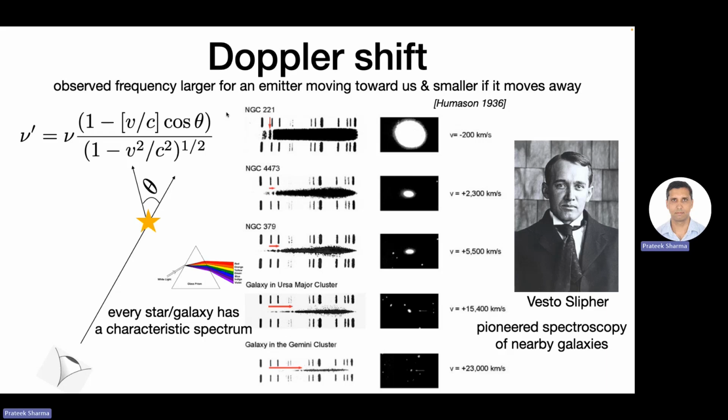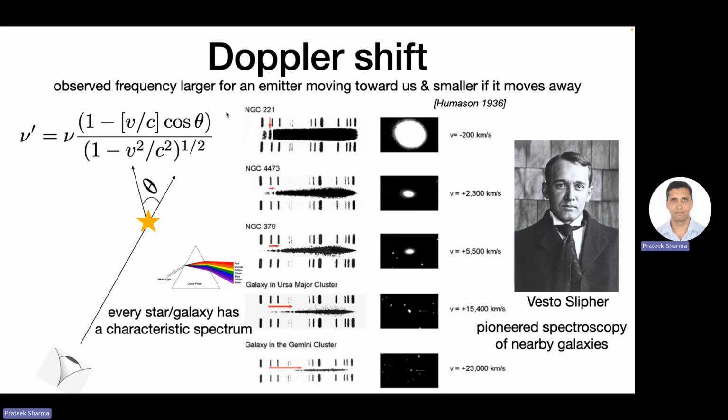Now, what else do we need? The biggest discovery in galaxies is something called Hubble's law, right? The fact that other galaxies are moving away on average from us, and in fact, not just that, the farther the galaxy is, the faster it is moving away from us.